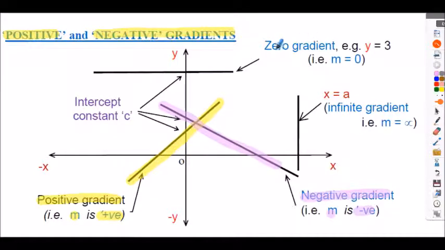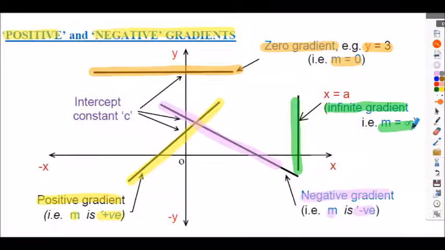A zero gradient, something like y is equal to 3, we looked at on the previous slide, that's where m is equal to 0. That would plot a horizontal line passing through, in this case, 3. The vertical line shown here is sometimes termed an infinite gradient, where m is equal to infinity, designated x is equal to a constant, in this case a.